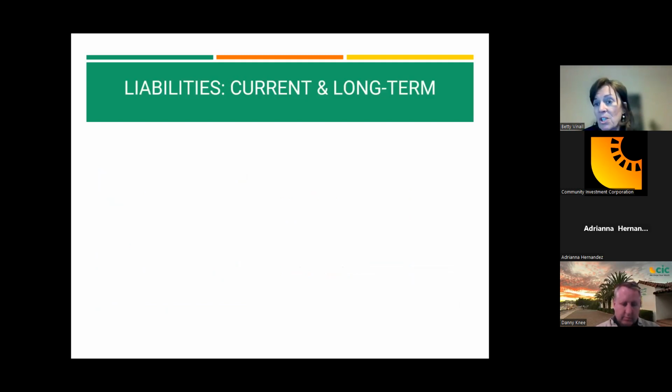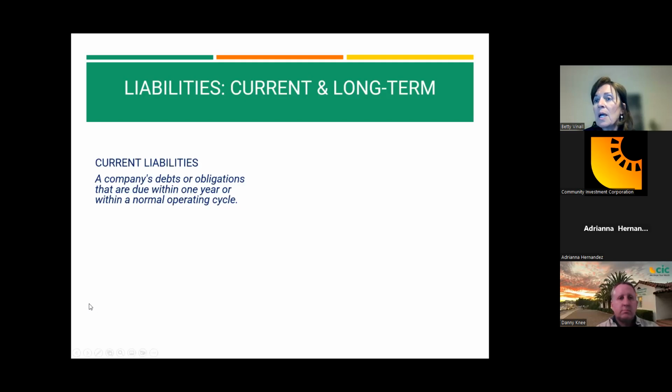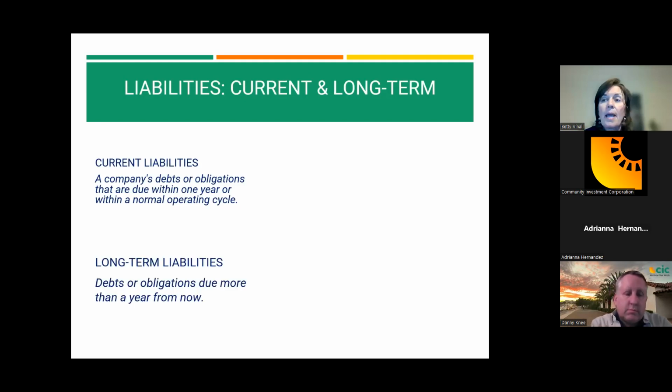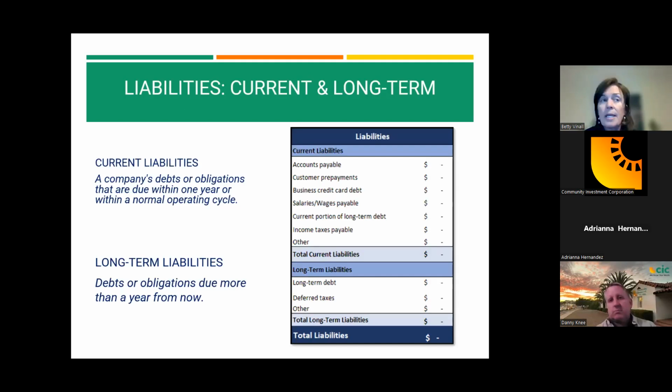Also on the balance sheet, we need to break down our liabilities, just like we did our assets. So we have current liabilities, which are a company's debts or obligations that are due within the year of a normal operating cycle. And we have long-term liabilities, which are debts that are longer than a year. So this would be perhaps a loan on a vehicle.